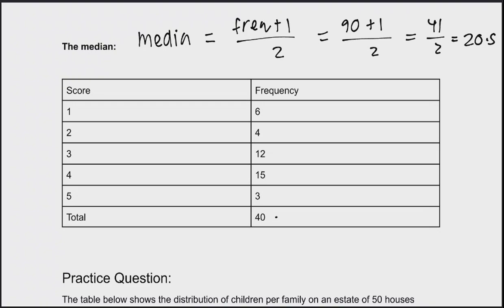So we're thinking, if we were actually to write this out like a distribution, where would that lie? The first 6 numbers are going to be 1. And then from 6 to 10, you're going to have 2. Then from 10 to 22, you're going to have 3. So between 10 and 22, that is where that value of 20.5 lies. And so our median score is going to be 3.